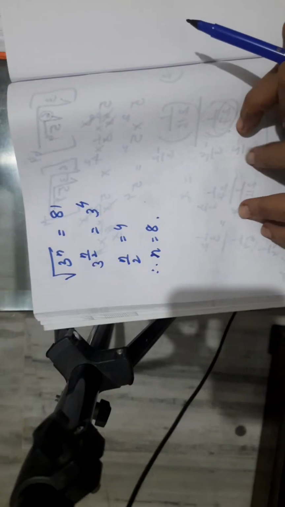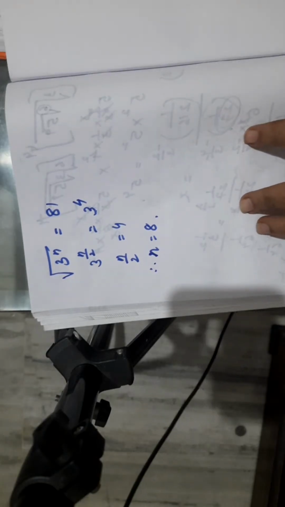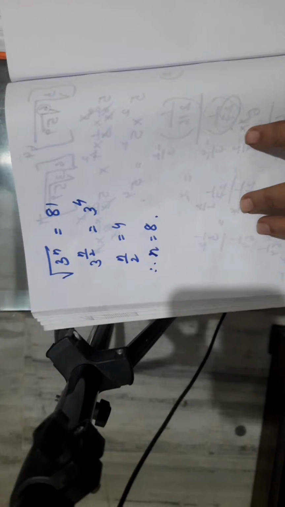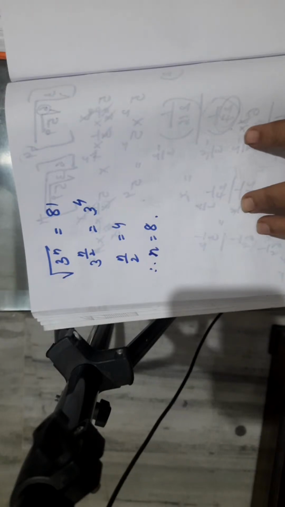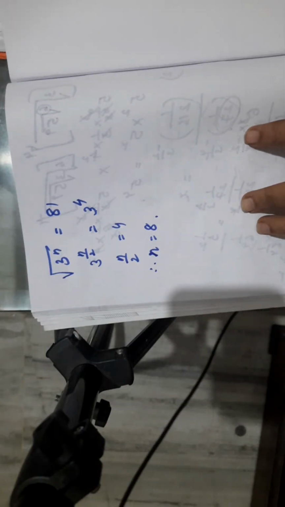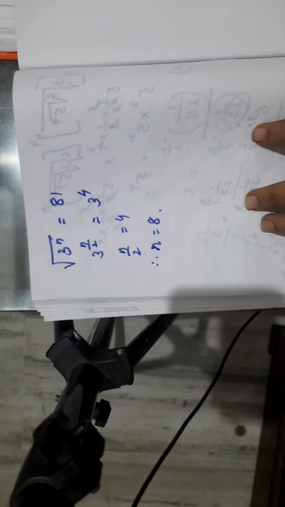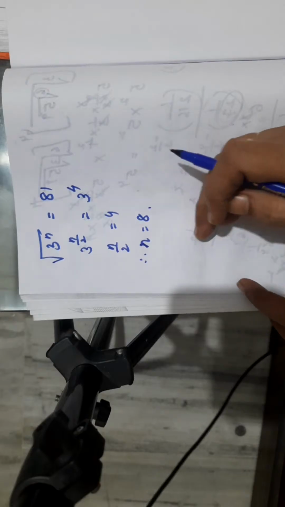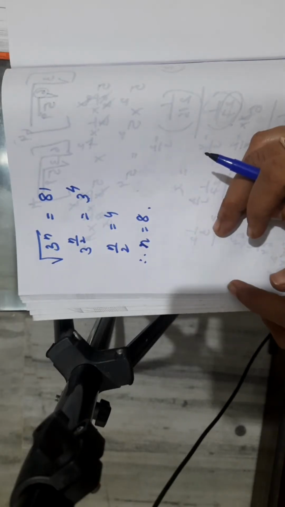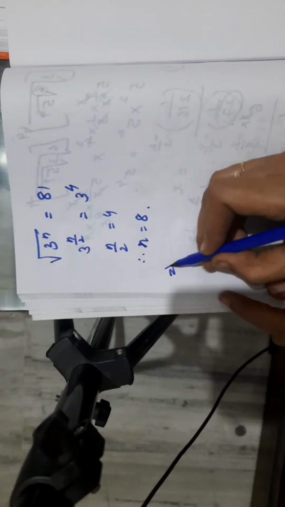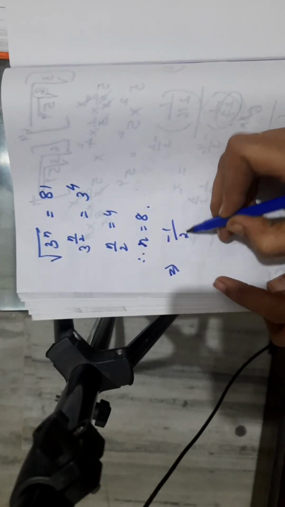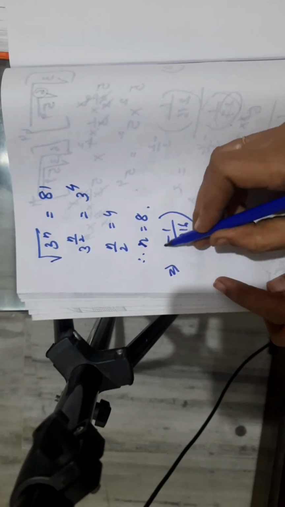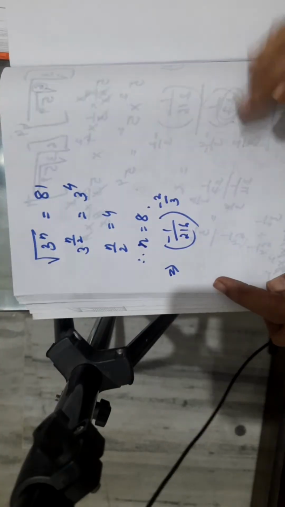Okay, now the next question. Simplification we completed, and mostly the simple questions are asked. So here, this is the next question. Minus 1 upon 216 raised to power minus 2 by 3.